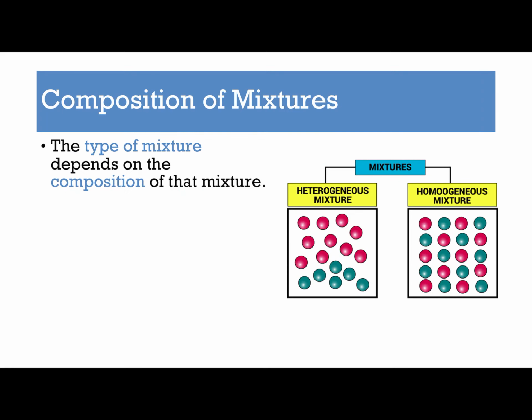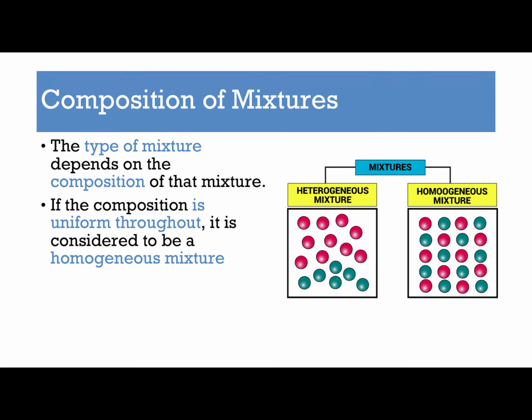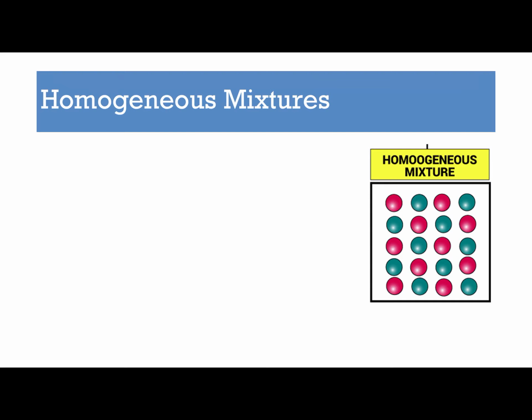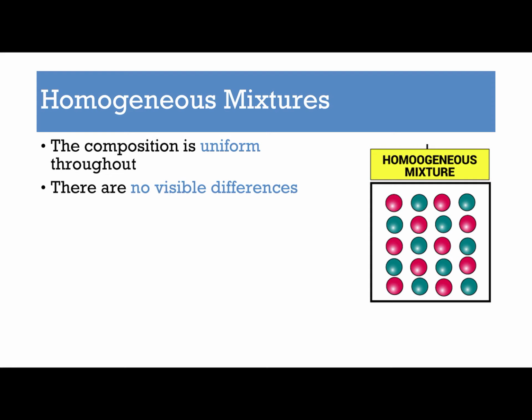Now, the composition of mixtures plays a big part, and that tells you if it's a heterogeneous mixture or a homogeneous mixture. So if the composition is uniform, or in other words, uniform is the same throughout, it's homogeneous. So if you look over here, our homogeneous mixture, every sample is basically the same. It's very organized and it's pretty much uniform. If the composition is not uniform, it's kind of like all scattered in a mess, that's heterogeneous, and that's what this picture is showing.